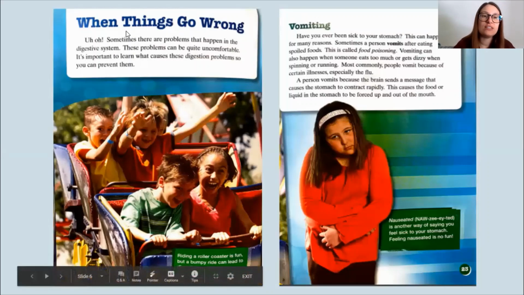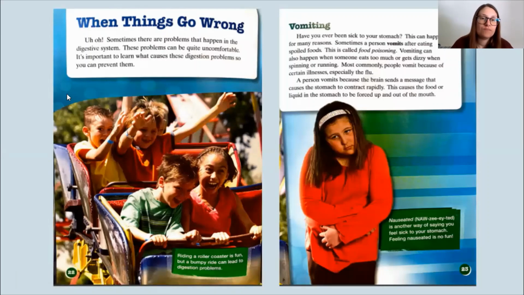This section is called When Things Go Wrong. Sometimes there are problems that happen in the digestive system. These problems can be quite uncomfortable. It's important to learn what causes these digestion problems so you can prevent them. It talks about vomiting. Have you ever been sick to your stomach? This can happen for many reasons. Sometimes a person vomits after eating spoiled foods. This is called food poisoning. Vomiting can also happen when someone eats too much or gets dizzy when spinning or running.